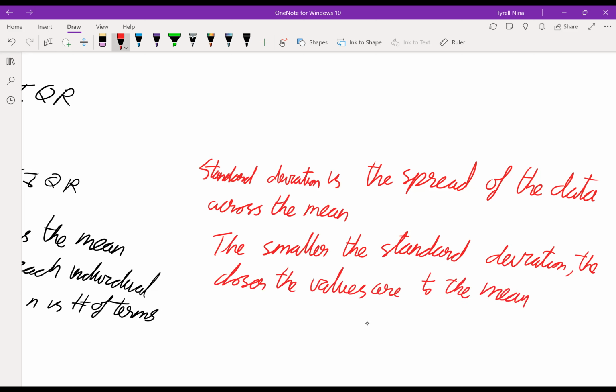So for example, if I have a standard deviation of 3, that means my data is fairly close to the mean, right? As opposed to if my standard deviation was like 20, then my data is far apart from the mean, right? Let's take that down and then we'll do a question.